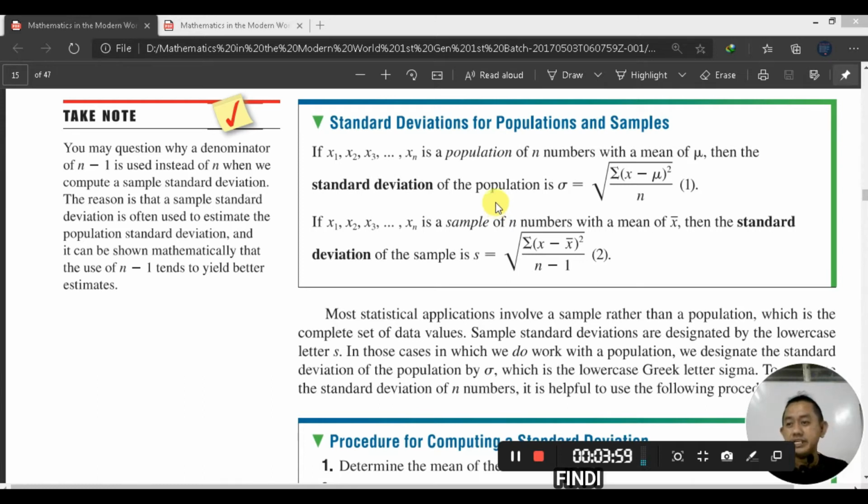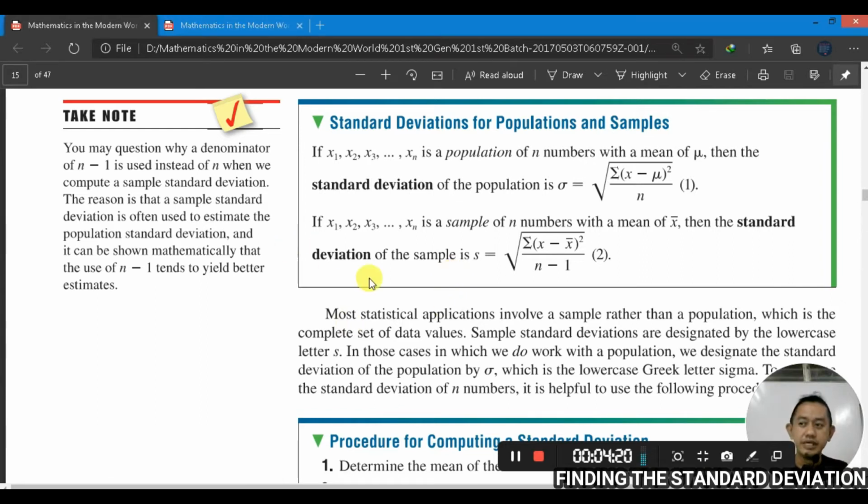And it does not include also the high school. So, imagine, the population is katong tibuok, tanan. Whereas sa sample, portion lang, dili tanan. So, kasagaran sa survey, makita niyo sa TV, sample na siya. Instead of the entire Philippines, sample lang siya mga 2,000 people, nag-survey.